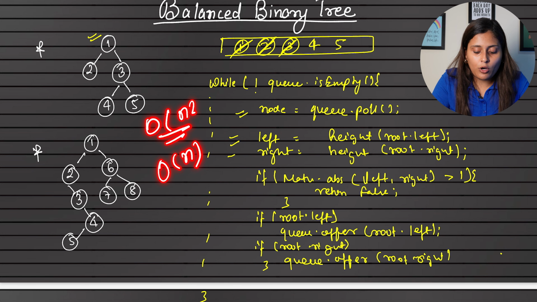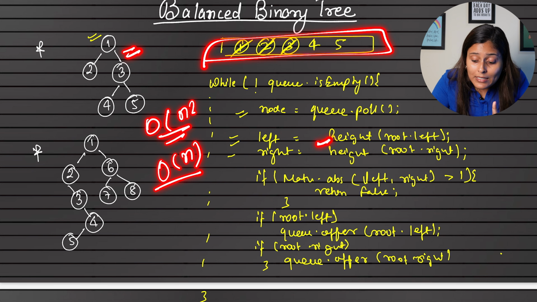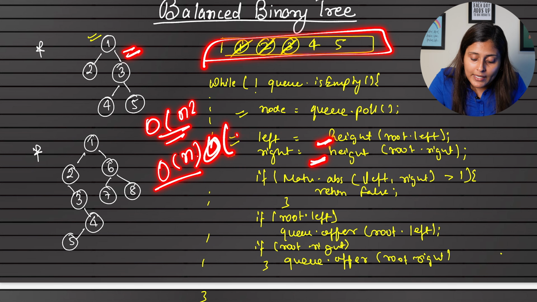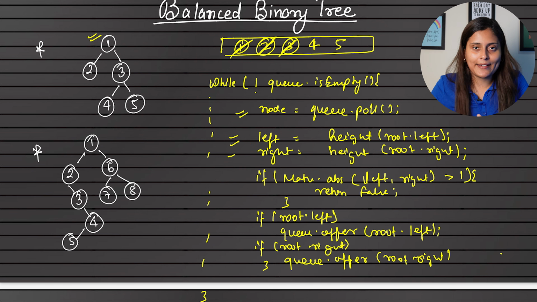Space complexity will be O of n because you are saving all the nodes here in the queue. But to calculate the height also, there you are creating an extra queue to store the nodes, which will make it O of 2n total space complexity. So let's write the code for this in the editor.